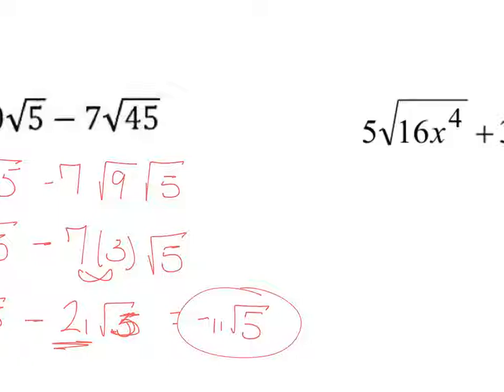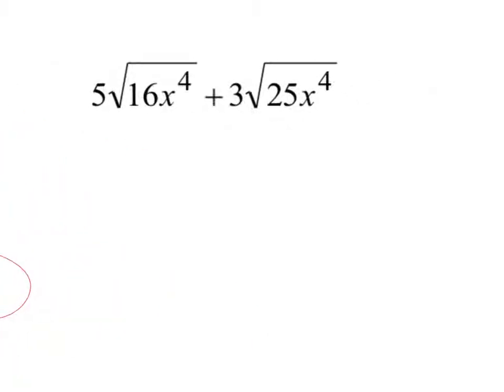The next question that's on the slide is also different. The radicands both have x to the 4th, but they have different numbers inside. So what I'm going to try to do is reduce the radicands so that I can add my terms if they become like terms. So if I notice here, I do notice a few things.